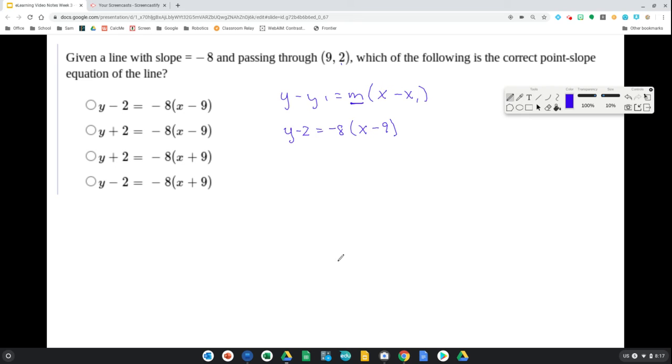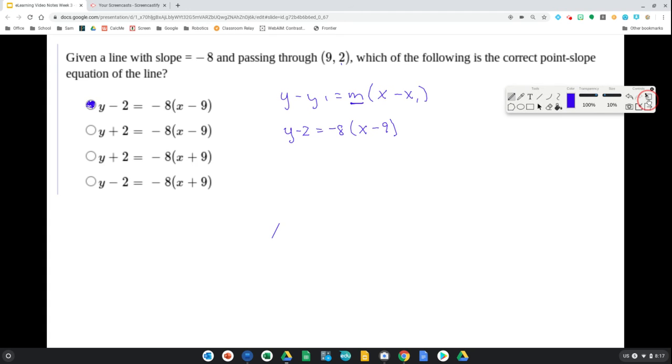So which one of those answers matches that? That would be this first answer up here. So that's the one that we would click on our assignment. It matches what we just said there. So you're going to have some problems where you're just matching up this equation with the correct one over there.